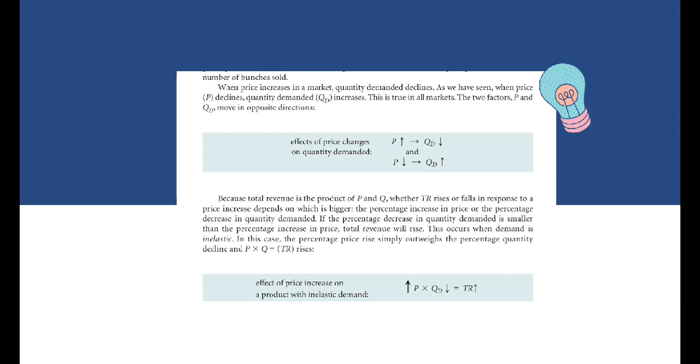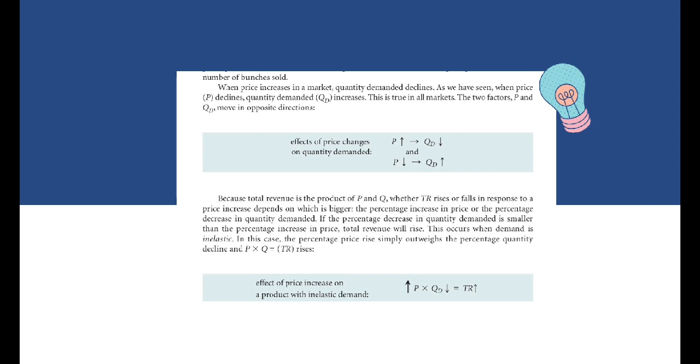When prices increase in a market, quantity demanded declines. As we have seen, when price P declines, quantity demanded Q increases. This is true in all markets. The two factors P and Q move in opposite directions. The effect of price changes on quantity demanded is that P rises while Q decreases, and P decreases while Q rises.